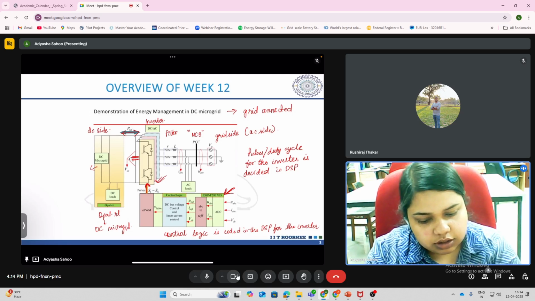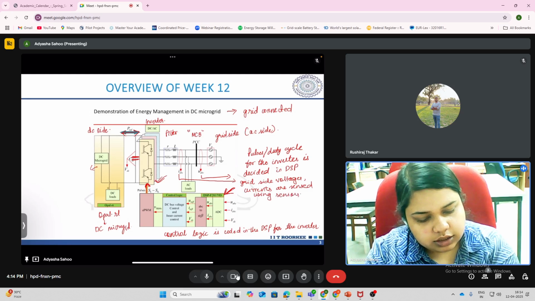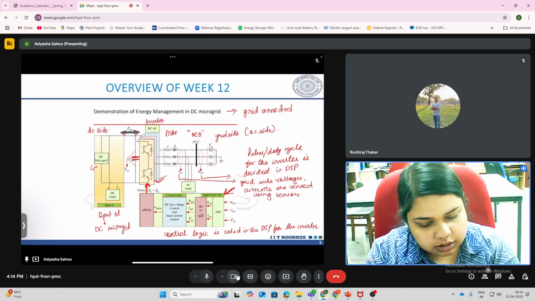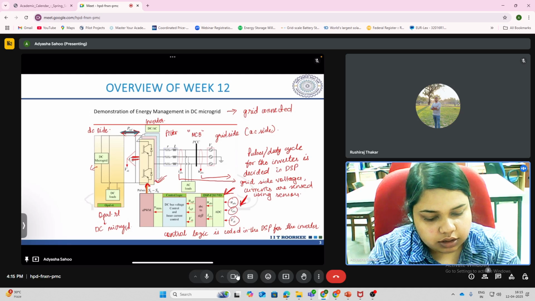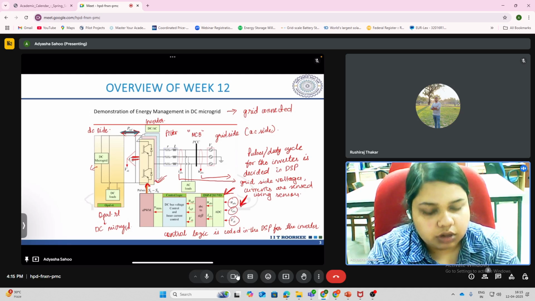Here you see the grid side voltages and currents are sensed using sensors. Also the DC side voltage is sensed, and it is given as input to this control logic. You can see this UABC means the AC side voltages, then the AC side current, and the DC side voltage. So using the sensors, we sense the voltages and currents respectively and give them as input to the control logic.